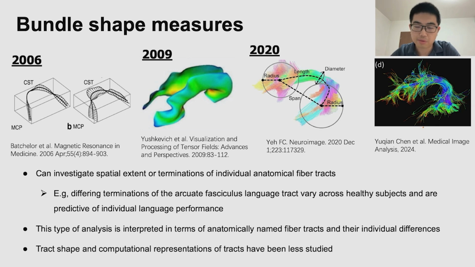And our work published this year investigates a point-wise representation of the fiber bundle that enables the study of the detailed spatial extent or termination of each anatomical fiber bundle. For example, we show that this approach can help us differentiate terminations of the arcuate fasciculus language tract across subjects and identify the fiber regions that are predictive of individual language performance.